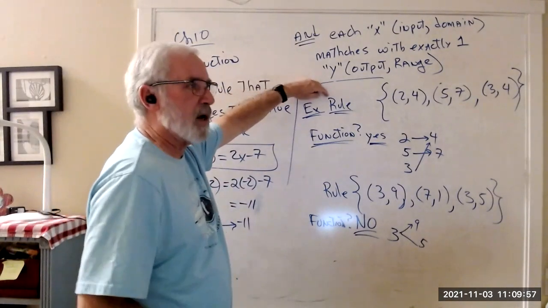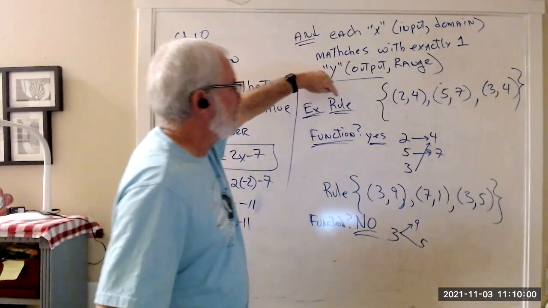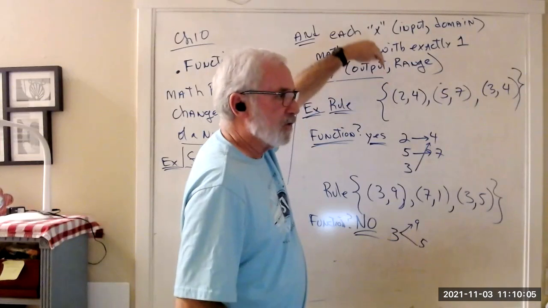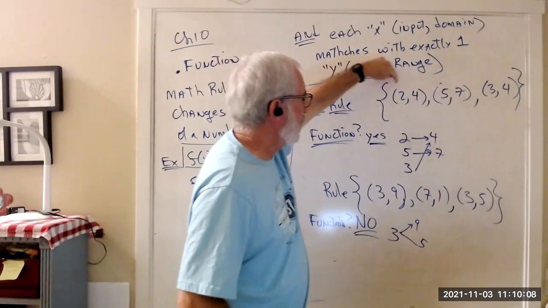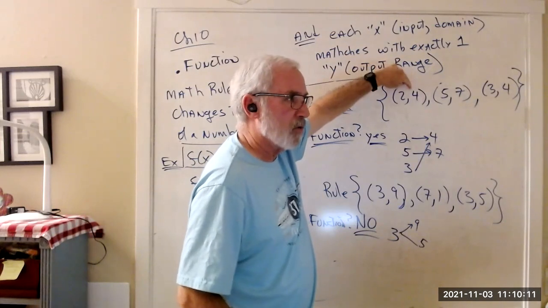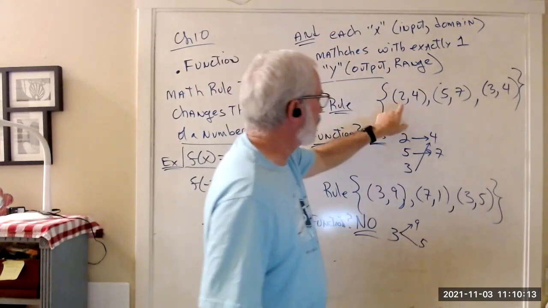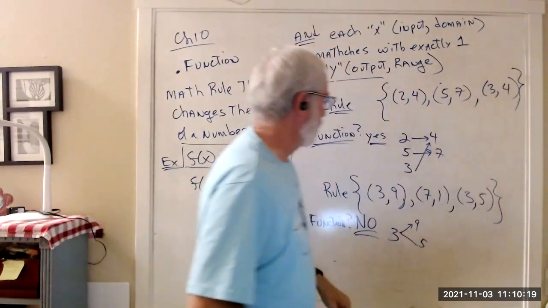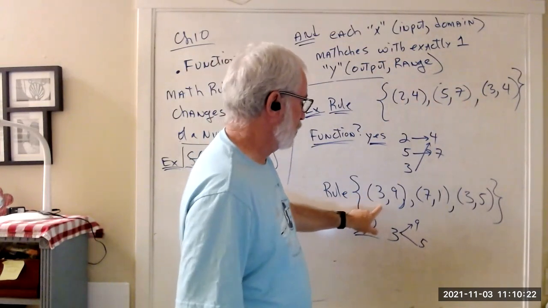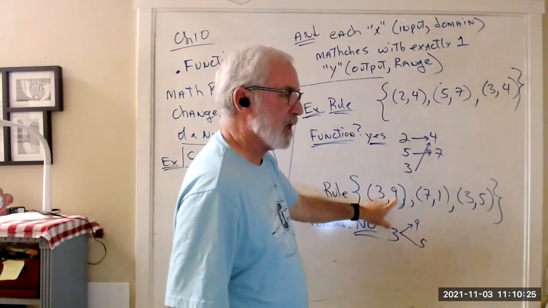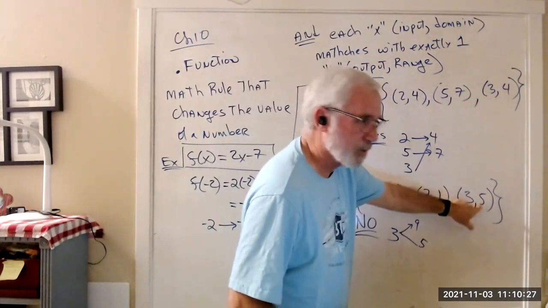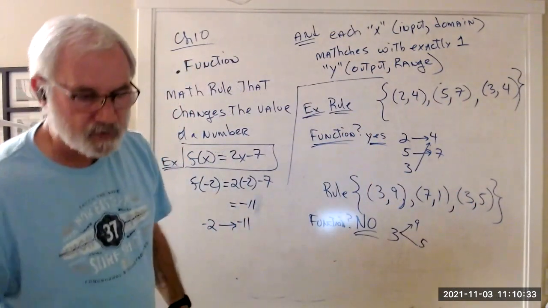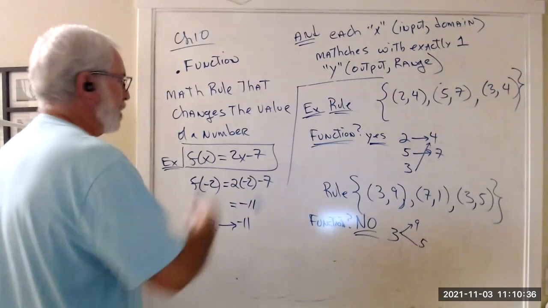The easiest way to see this concept, or maybe another way, is to ask, does each x match with just one y value? And in this case, each x value, 2, 5, and 3, matches with only one y value. But in this case, 3 sometimes matches with 9, 3 sometimes matches with 5. It's not a function. Okay, there is another way to show this.